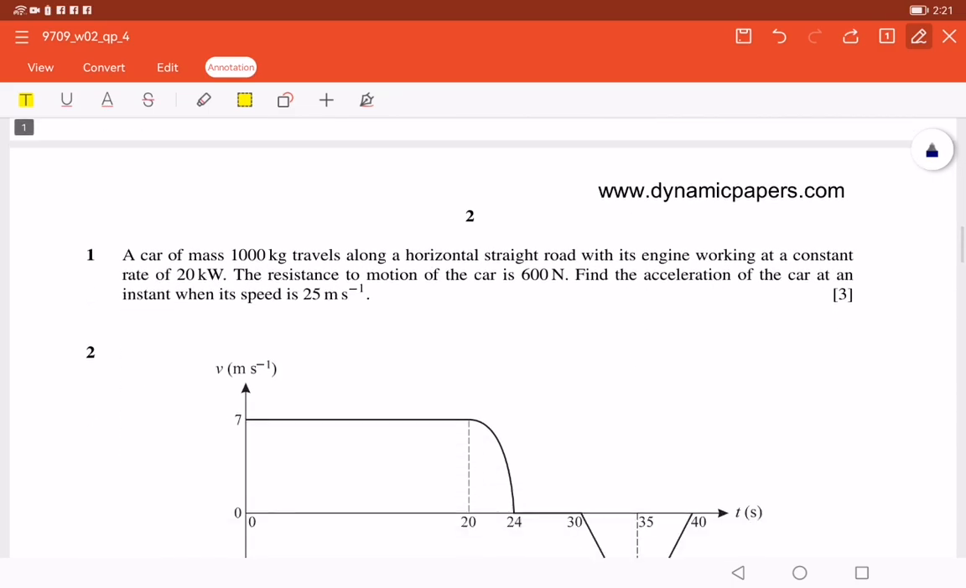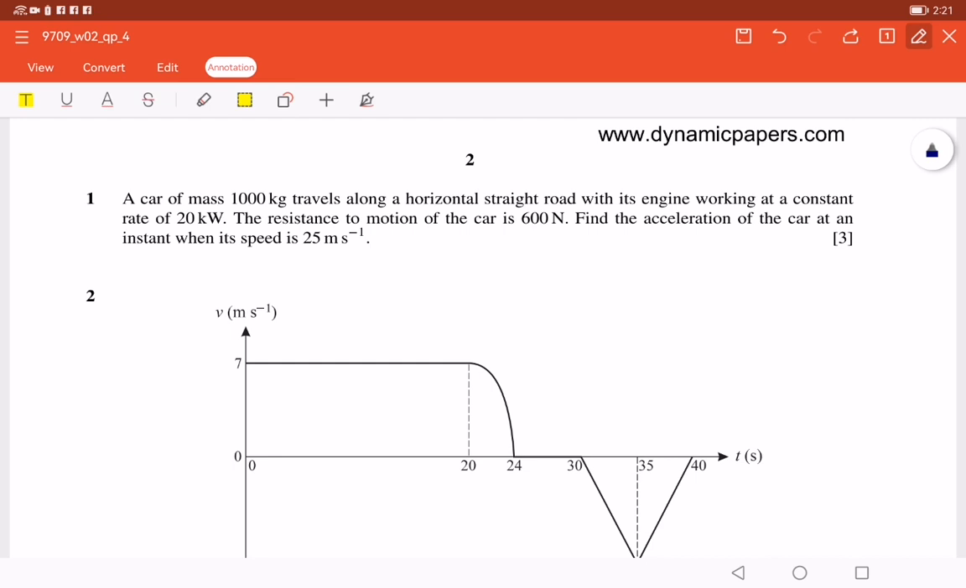Now move to question number 1. A car of mass 1,000 kilograms travels along a horizontal straight road, with its engine working at a constant rate of 20 kilowatts. The resistance to motion of the car is 600 Newton. Find the acceleration of the car at an instant when its speed is 25 meters per second.